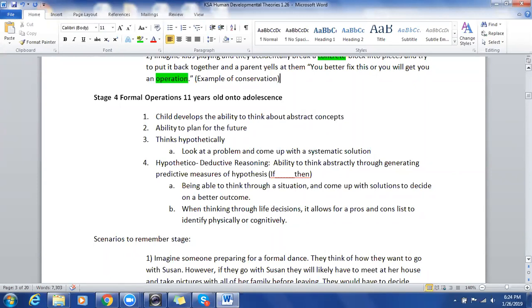So the consideration here is being able to think through a situation and come up with a solution to decide on a better outcome rather than impulsive, just pulling the trigger whenever we want to. And it's thinking through life decisions and allows for a pros and cons list to identify physically or cognitively different options and drawbacks.